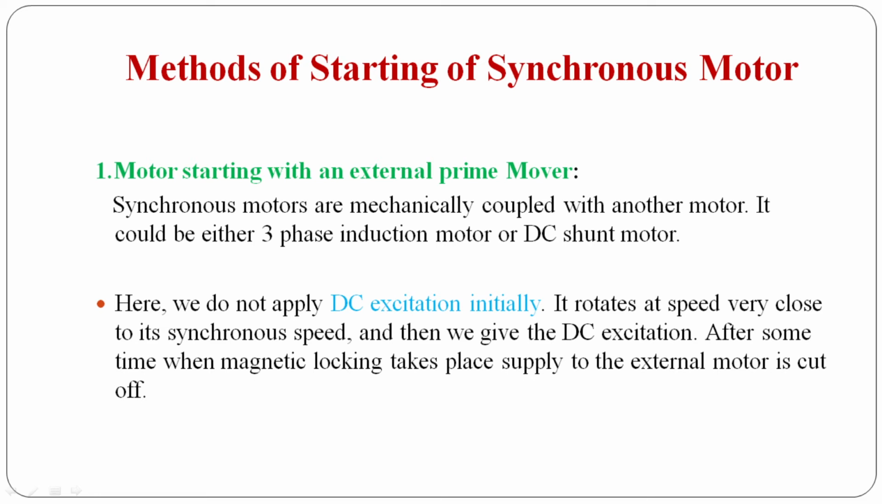First one, motor starting with an external prime mover. Synchronous motors are mechanically coupled with another motor, which could be either a three-phase induction motor or a DC shunt motor. We do not apply DC excitation initially. It rotates at a speed very close to synchronous speed, and then we give the DC excitation. After some time, when magnetic locking takes place, the supply to the external motor is cut off.